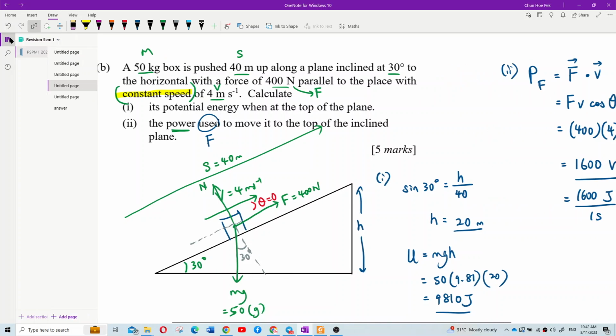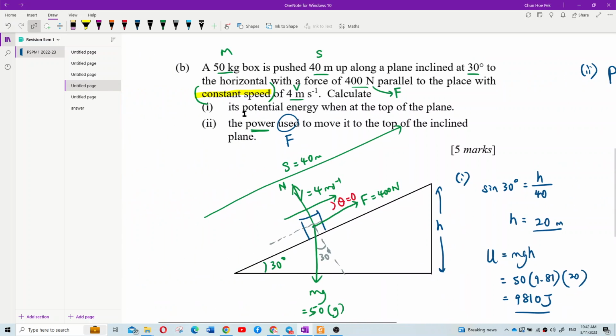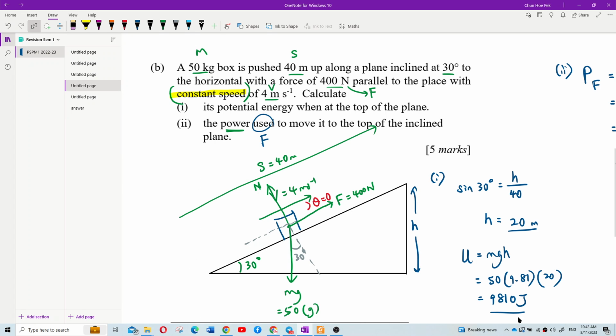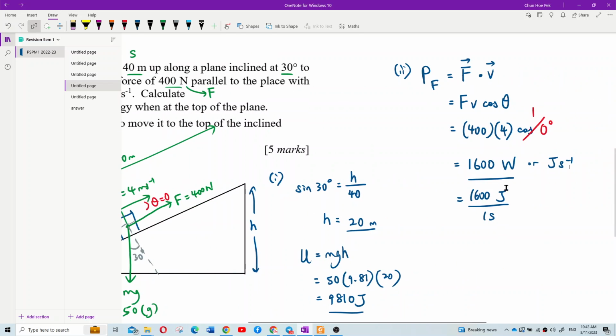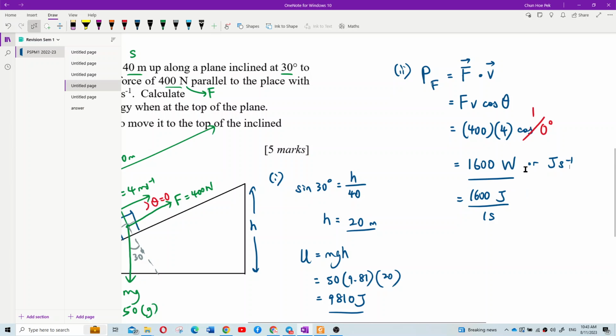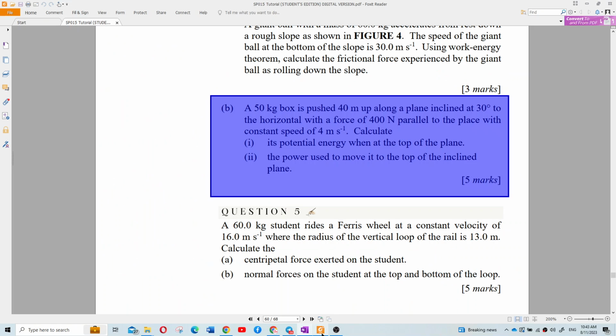So is that correct, class? Let's check the answer. So this is 4B. Yeah, 9810 joule, 1600. Okay, that's correct. Power, watt. Okay, so I think I stop over here.